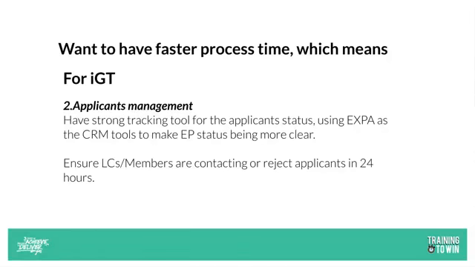And second would be applicant management. Have a very strong tracking tool for all the applicant statuses, and you can also use EXPA as a CRM to make EP status clearer. And also ensure LCs and members are contacting or rejecting applicants within 24 hours.